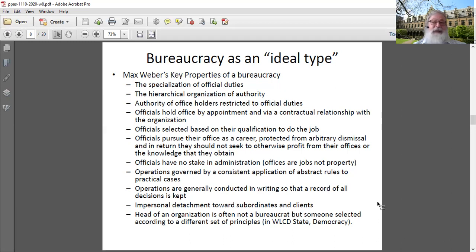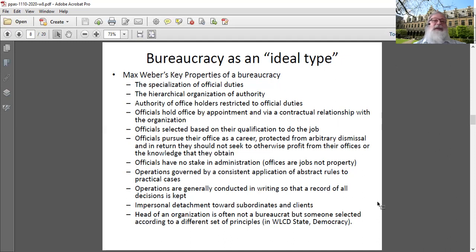That would be the sort of thing that would be covered by regulations. Operations are generally conducted in writing. This is crucial for you to understand. Public administration is a written practice. Characteristic of this is the idea of a file.